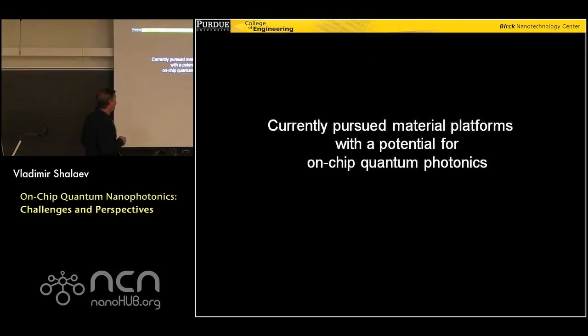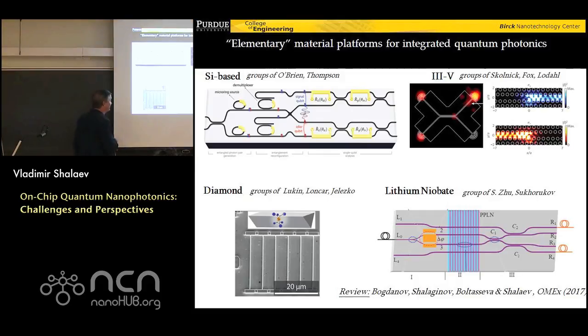All right, so today we focus on this currently pursued material platform, what people now are mainly playing with, trying to demonstrate various quantum properties. And there are several different directions to go. And of course, silicon is one of those.